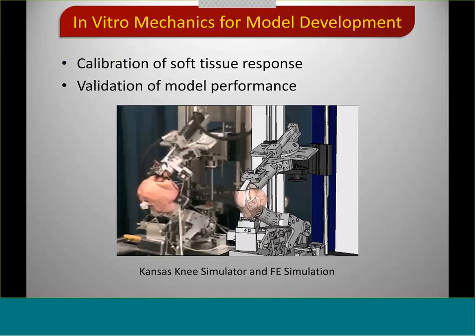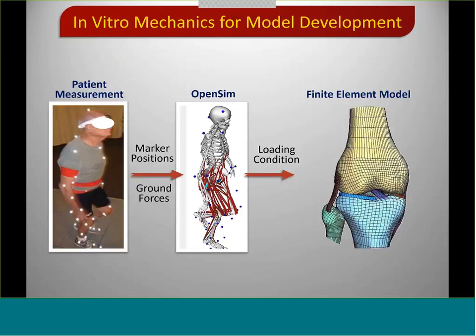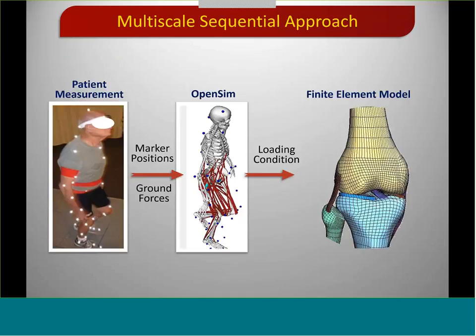So to address some of the limitations of these two approaches of OpenSim and finite element modeling, we've combined them into a sequential multi-scale modeling approach. A musculoskeletal model at the whole body scale in OpenSim is used to estimate a loading condition, muscle or joint forces that are then applied to the detailed finite element model of the knee to estimate tissue and component deformation.